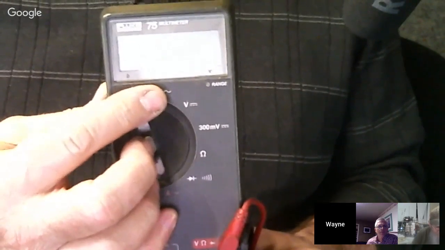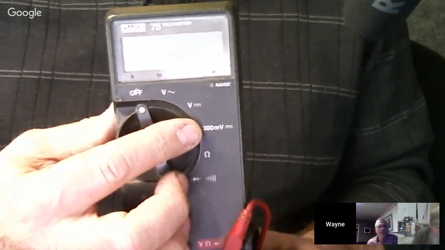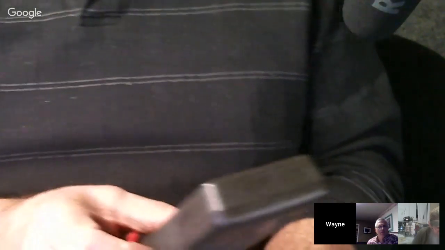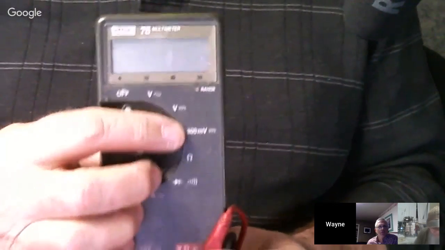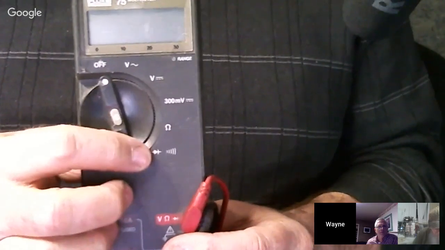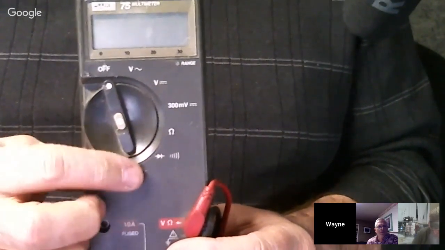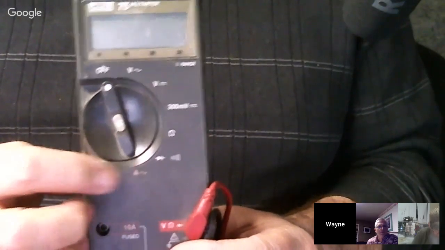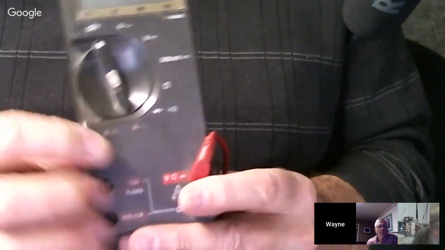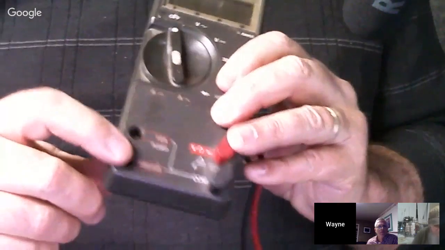So I have AC voltage here. I have DC voltage. I can do millivolts, I guess, if it's a real small voltage. I can measure ohms. This can tell me if there's continuity in a line. There's amperes. This is AC amps. This is DC amps. And it's got a couple other plugins here that I can use for other functions as well.